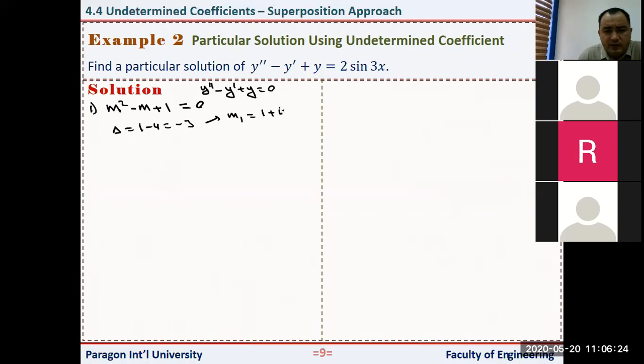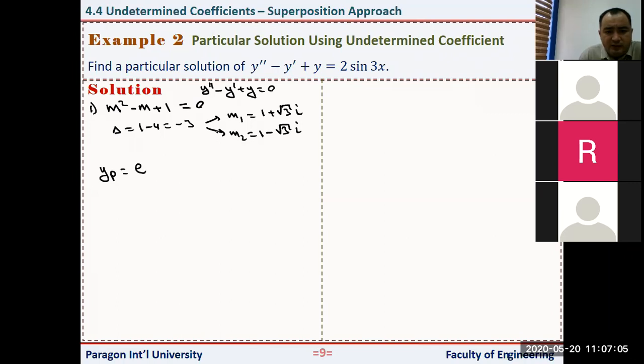Just write it as square root of 3 times i. And m sub 2 equals 1 minus square root of 3 times i. That is alpha plus beta i, alpha minus beta i. And we know how to write this solution, right? So what will be the solution of this differential equation?